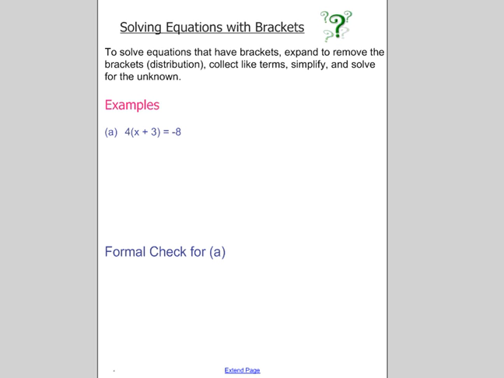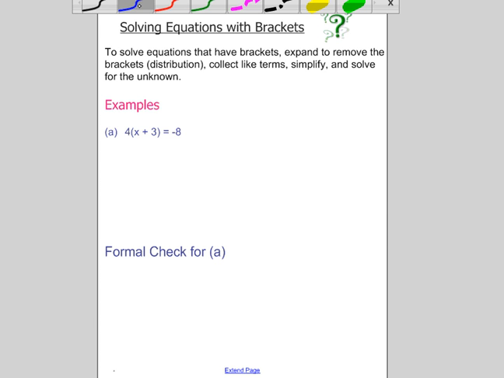This video looks at solving equations that have brackets, and really it's just one little step harder than the one that we just did, which was solving equations with variables on both sides. The only thing that's different is before you can solve the equation, you have to use distribution to expand and remove the brackets. Once you do that, you then do the exact same thing you've always done, where you put letters on the left and numbers on the right, and then you solve for the unknown.